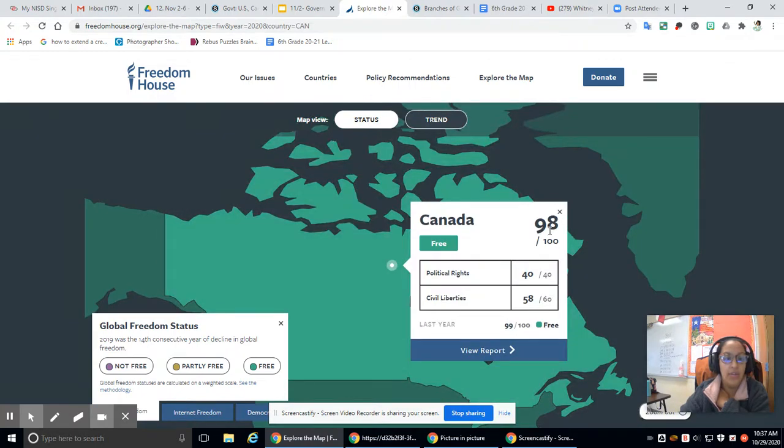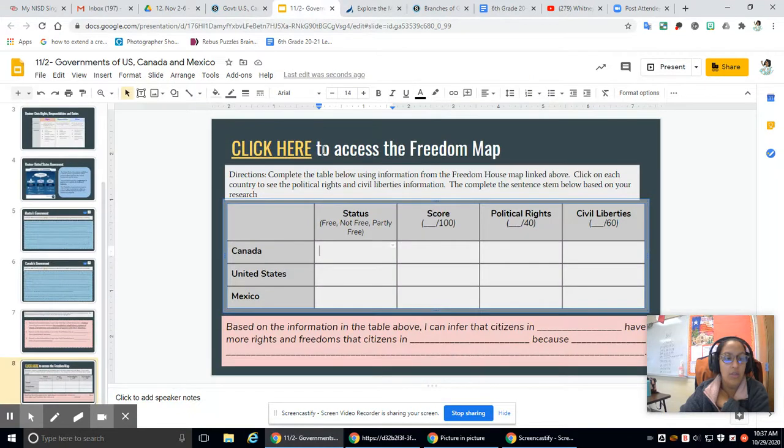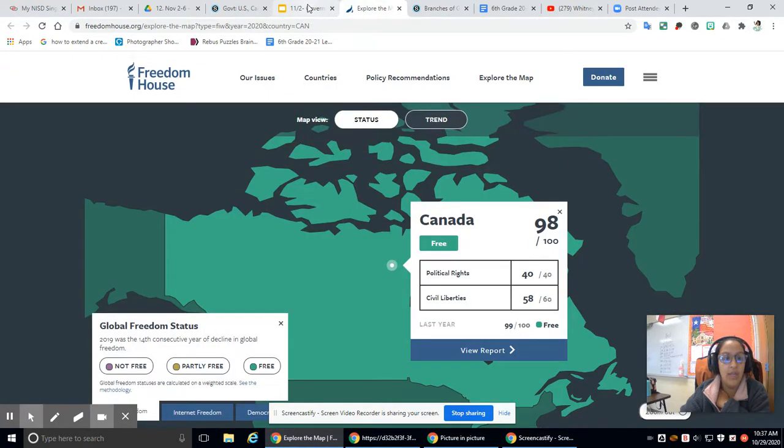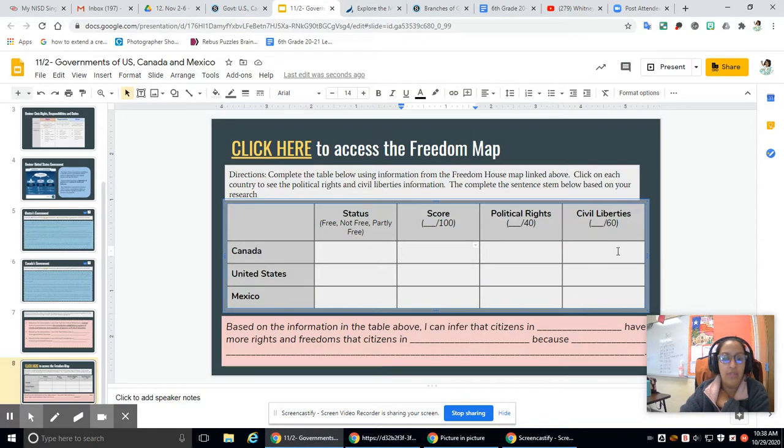You have your 98 over 100, 40 over 40, 58 over 60. So it says, what is their status? Is it free, not free, partly free? And so obviously it's green, it's going to be free. What is their score? 98. What are their political rights? And I believe that was 40. And then their civil liberties, 58 over 60. So it should look, don't just put 98, it should be like 98 over 100, 40 over 40, etc.